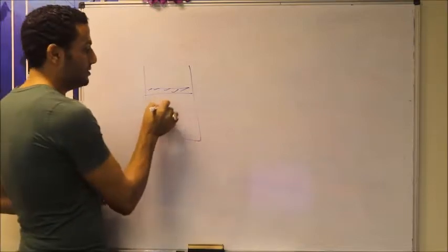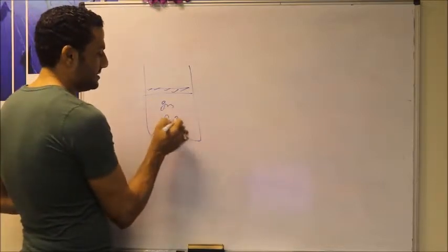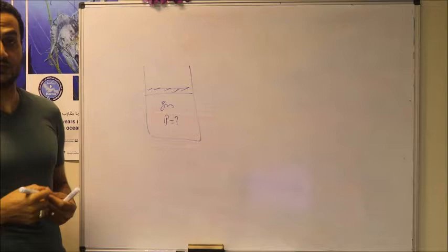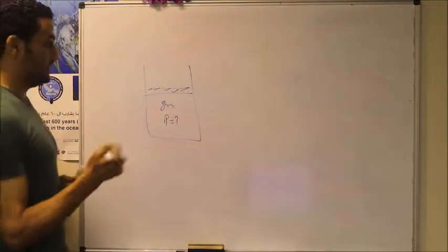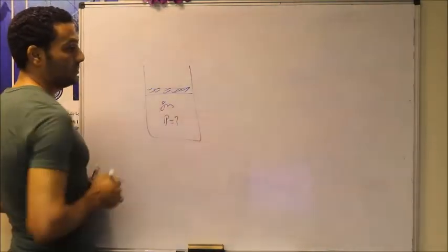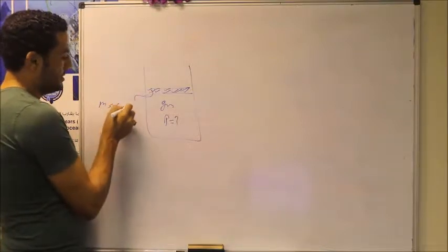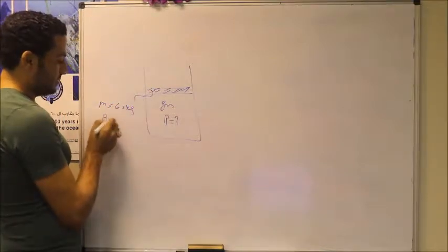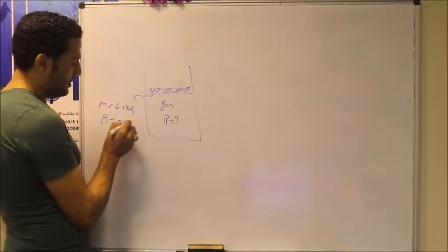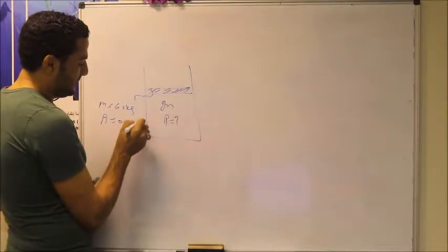This piston contains a gas inside. This gas is at a certain pressure that we don't know. This piston is kept in balance, so it is not moving. This piston has a mass equal to 60 kilograms, and it has a cross-sectional area equal to 0.04 meter squared.